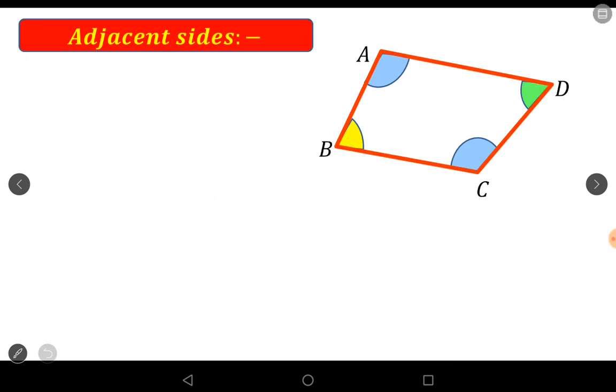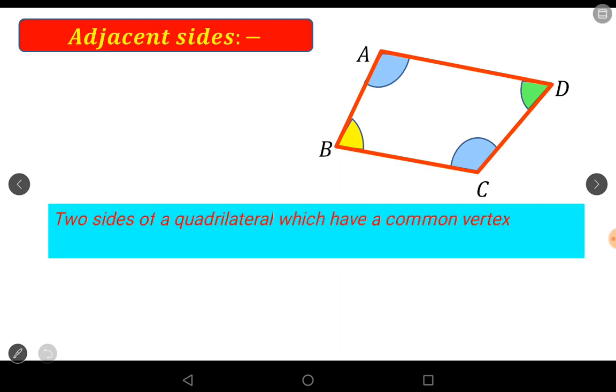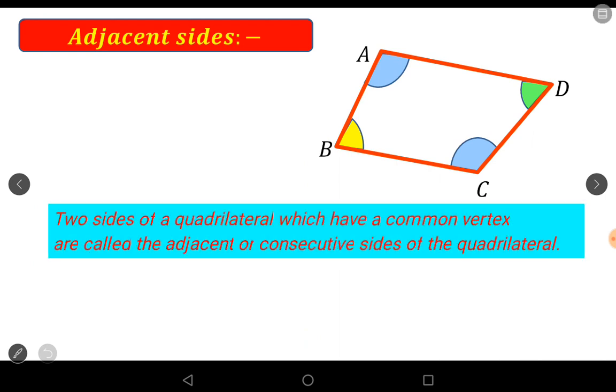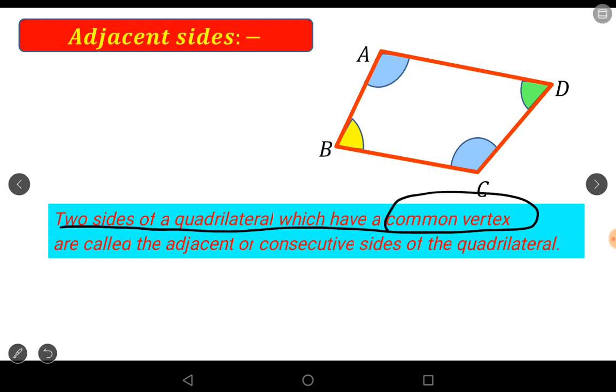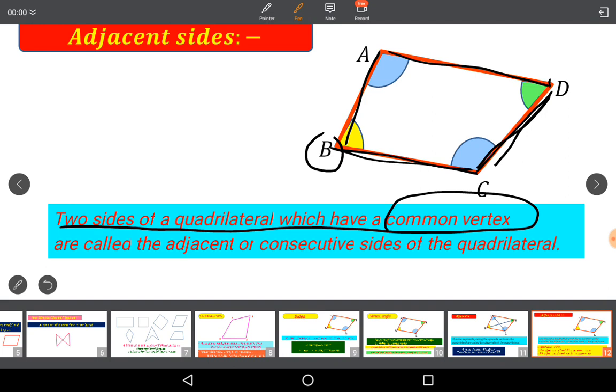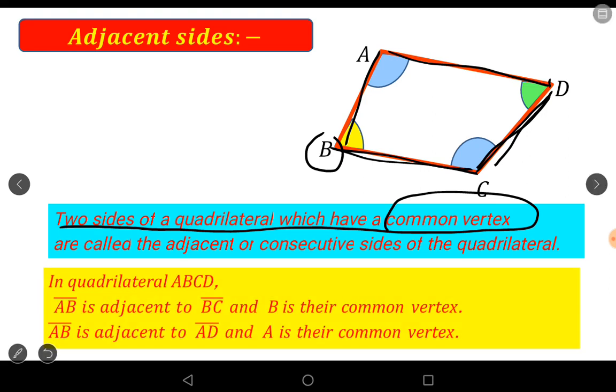Adjacent sides. Two sides of a quadrilateral which have a common vertex. For example, B is the common vertex, so AB and BC are adjacent sides. C is the common vertex, so BC and CD are adjacent sides. D is the common vertex, so DA and DC are adjacent sides. So two sides that have a common vertex are called adjacent sides.